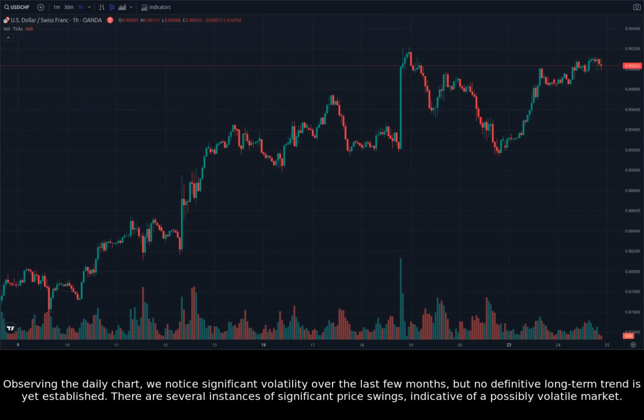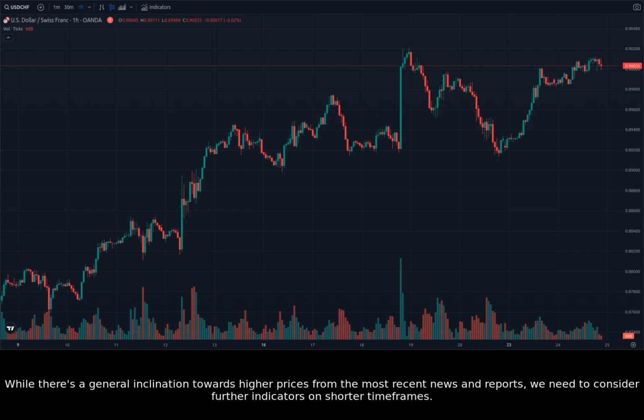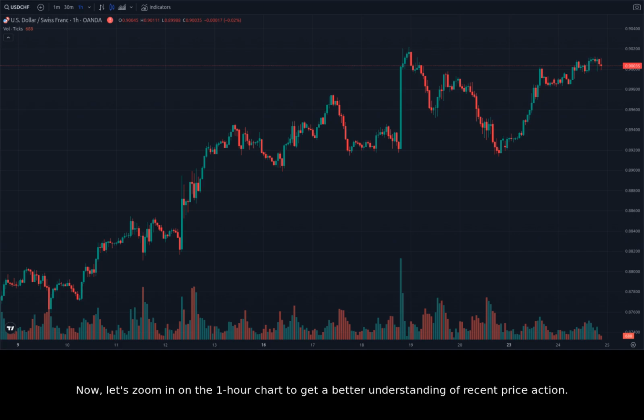Observing the daily chart, we notice significant volatility over the last few months, but no definitive long-term trend is yet established. There are several instances of significant price swings, indicative of a possibly volatile market. While there's a general inclination towards higher prices from the most recent news and reports, we need to consider further indicators on shorter timeframes.